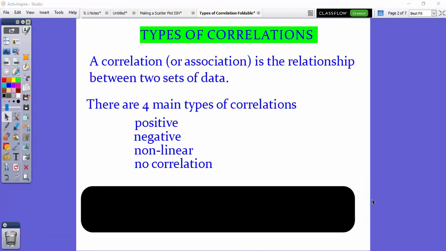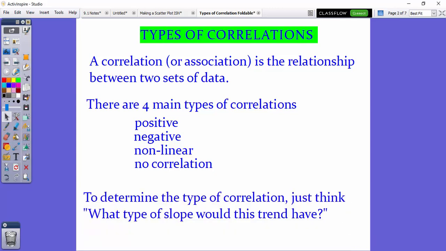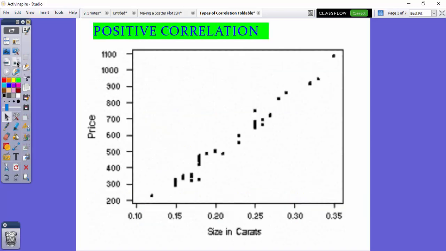And then if you think back to when we learned about different types of slopes, that will become very useful for types of correlations, because to determine the type of correlation, you just have to think about what type of slope the trend of data points would have. So think back to slope, positive and negative slopes especially, and that will help you determine the types of correlations because they go in the same direction. So we're going to look at the four different types here.